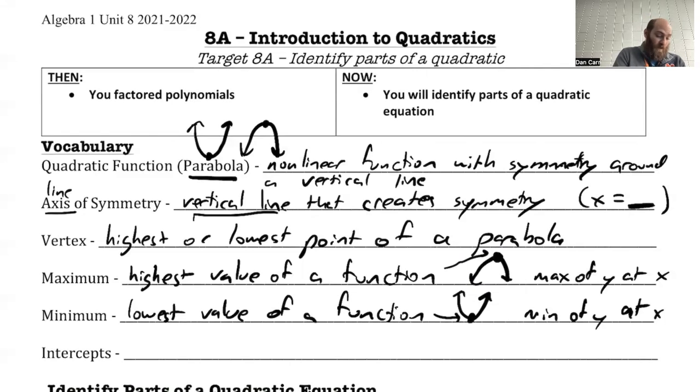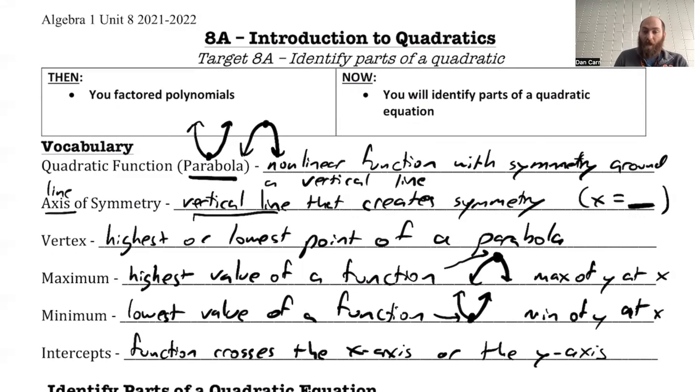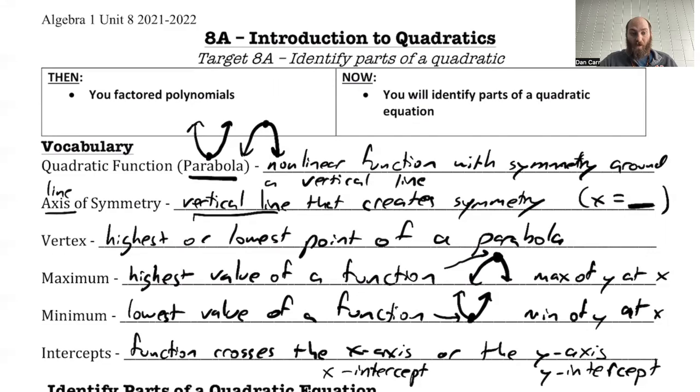The last term is intercepts. Intercepts are when the function crosses the x-axis or the y-axis. Okay, so if it crosses the x-axis, that's called an x-intercept. If it crosses the y-axis, that's called the y-intercept. Okay, so those are the two things that we'll be focusing on with those as well. So both x and y intercepts.